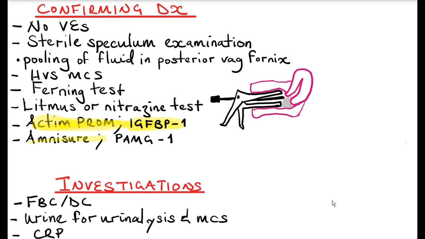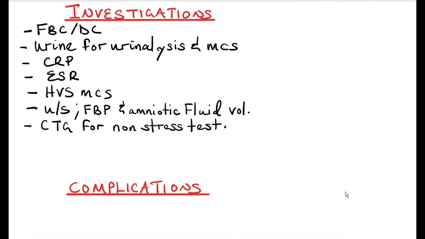AmniSure is another rapid test. It tests for placental alpha microglobulin 1. Placental alpha microglobulin 1 is found in amniotic fluid in larger concentrations than in blood or the cervicovaginal fluid. So these are the two rapid tests you can do that are also confirmatory for PROM. Investigations you can also do in PROM.